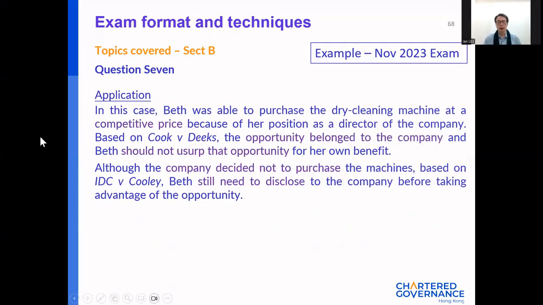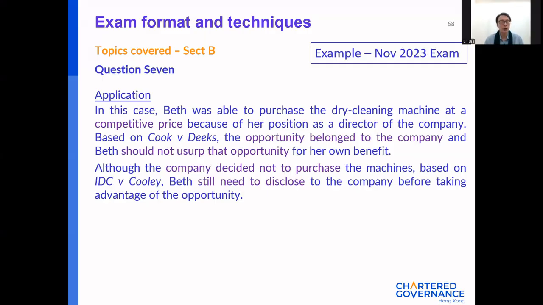So application. In this case, Beth was able to purchase the dry cleaning machine at a competitive price because of her position as a director of a company. If she wasn't a director, she may not even have heard about the company or the dry cleaning machine or the price. So based on Cook and Deeks, the opportunity belonged to the company and Beth should not usurp the opportunity for her own benefit. Although the company decided not to purchase the machines, based on IDC and Cooley, Beth still needs to disclose to the company before taking advantage of the opportunity.